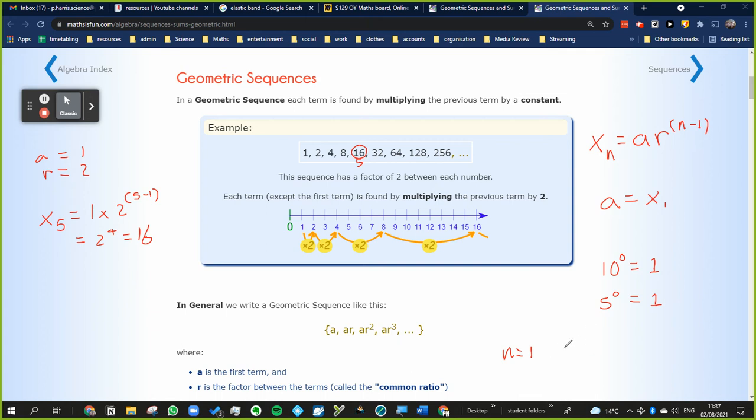So if n is equal to 1, then the nth term when n equals 1 would be equal to a multiplied by r to the power of n minus 1, which is 1 minus 1, so a times r to the power of 0. Because anything to the power of 0 is 1, it would be a times 1, which is a. So you can see here that the first term is equal to a. Okay, so that's the proof of why that is the case.